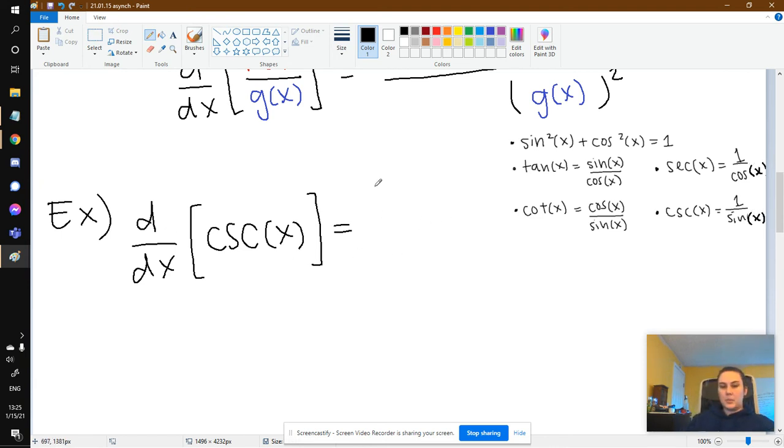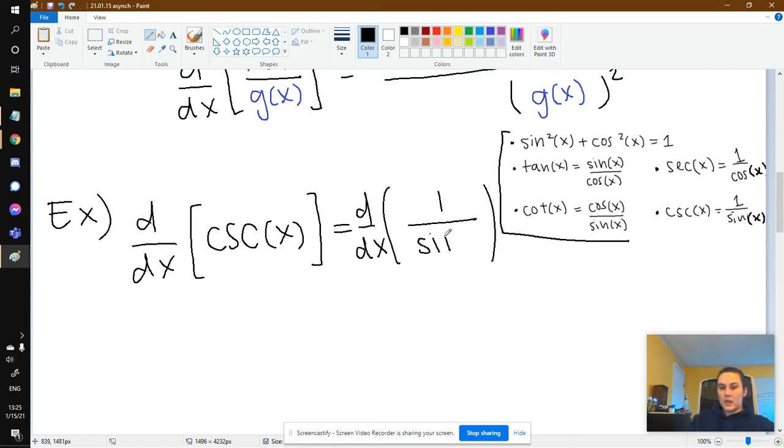Okay, for example, we want the derivative of cosecant. That is going to be the same as the derivative of 1 divided by sine. Right, that's something we read over here. And now I know the derivative of 1, I know the derivative of sine, and these two things are divided. So I'm good to go. I'm ready to take the derivative.